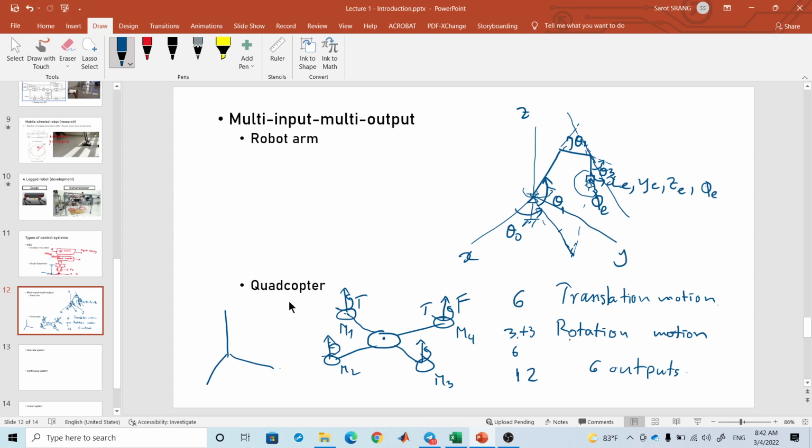It comes from the Newton equation. For translation, you need force in 3 directions, Fx, Fy, and Fz. But our thrust is only in the same direction for all propellers. See, all the same direction. You cannot have this direction. You cannot have that direction.